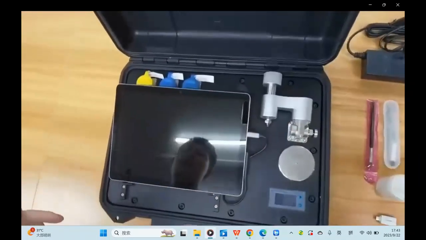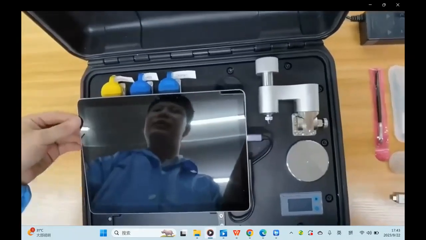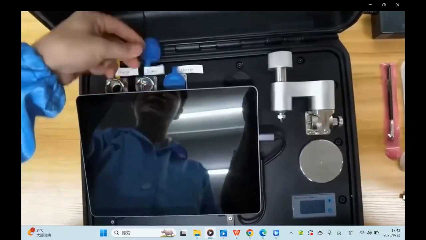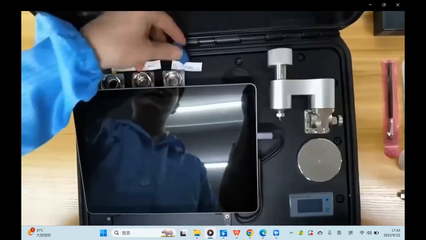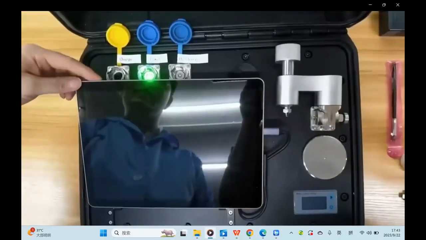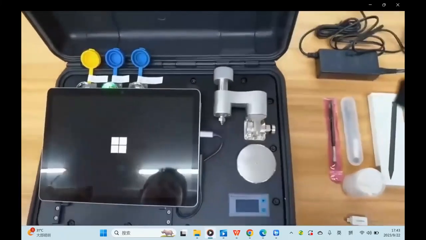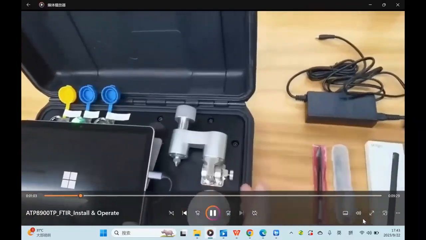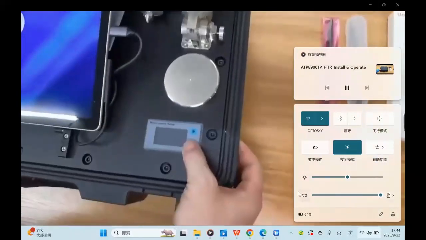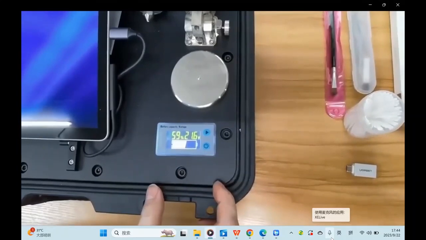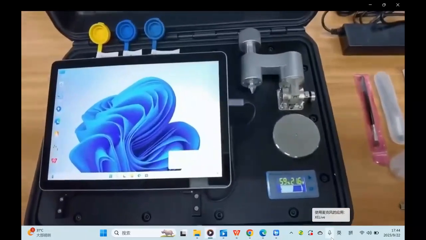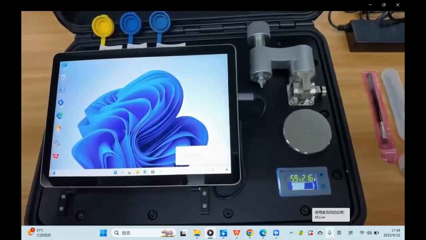Open the box, and you can see there is a computer screen and three buttons. The first button is the engine charging port. The second button is the computer power button. And the third button is the computer charging port. Turn on the main engine power, then turn on the computer screen. This is the ATP-A90 display. Turn it on and it shows the power. Now wait a second. The software needs some time to start.